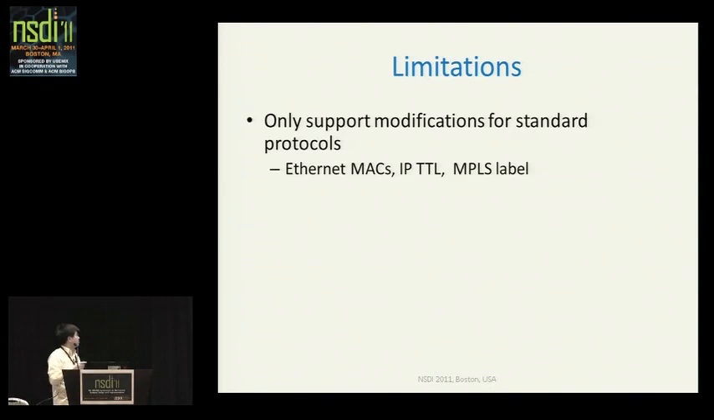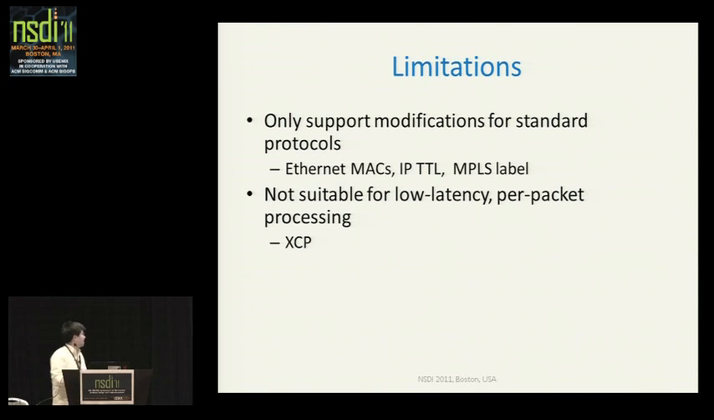We do have some limitations. First, our switching chip only supports modifications for standard protocols. For example, change the MAC addresses, decrease the IP TTLs, and change the MPLS labels. Due to these hardware limitations, we need to reinterpret the TTLs in our BCube experiments. Second, for some protocols that require real packet processing, such as congestion control information calculation in XCP, we need to deliver the packets to the CPU for processing, which requires a longer latency.